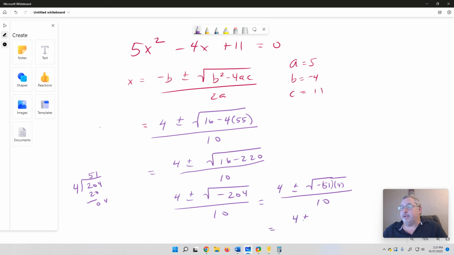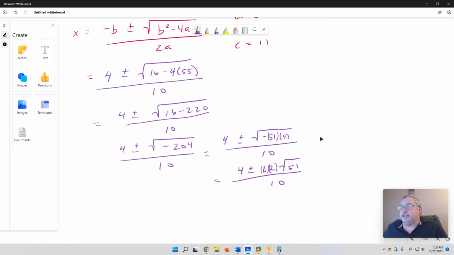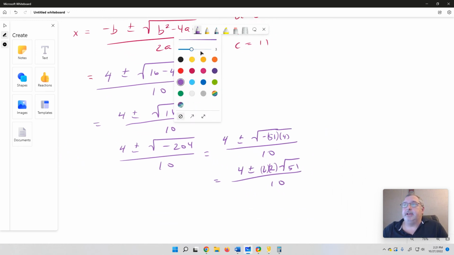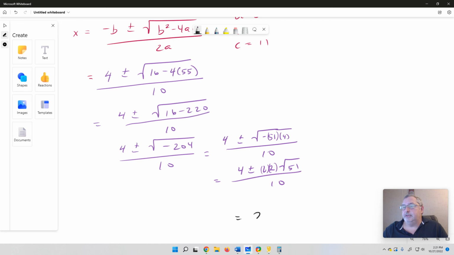I got 4 plus or minus. Anytime we have a negative, the square root of a negative is i. We got the square root of 4, which is 2. So we got i times 2 times the square root of 51, all divided by 10. And now I just simplify it because everything is divisible by 2. And so that gives me a final answer of 2 plus or minus i square root of 51, all divided by 5.